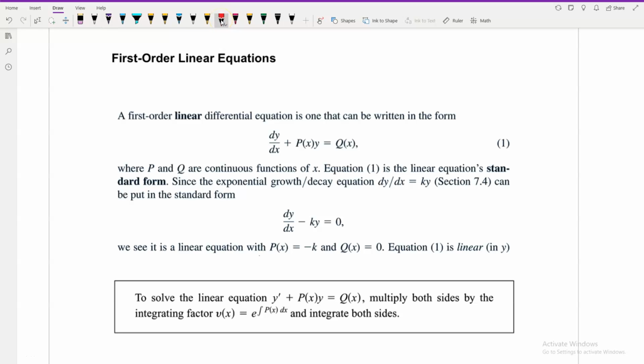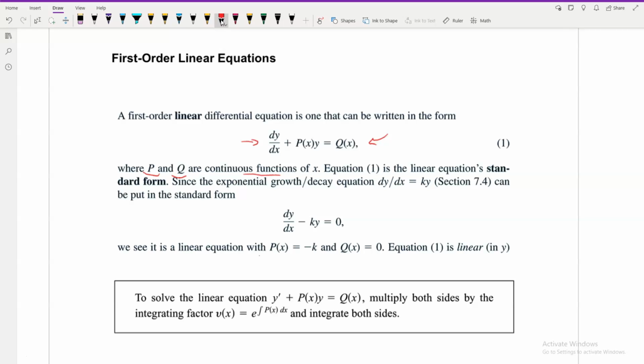Here in this section, we have first order linear equations. A first order linear differential equation is one that can be written in the form dy over dx plus p of x times y equal to q of x. P and q are continuous functions of x, and this equation 1 is the linear equation's standard form.